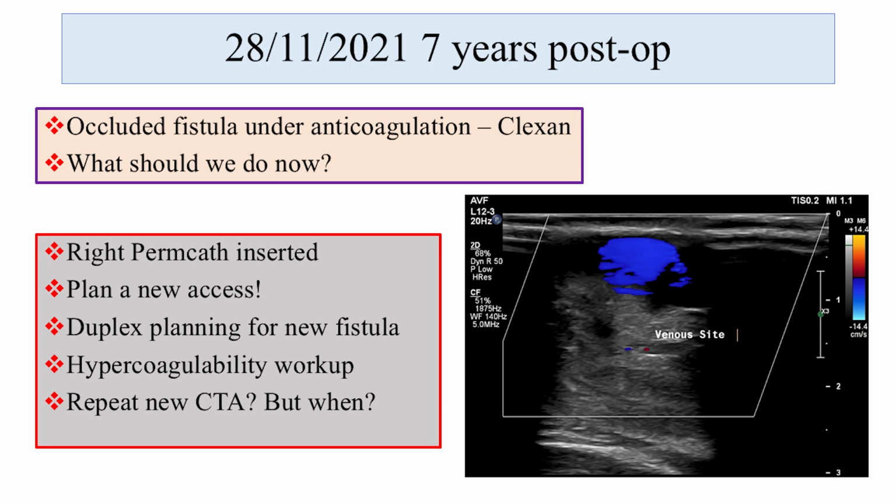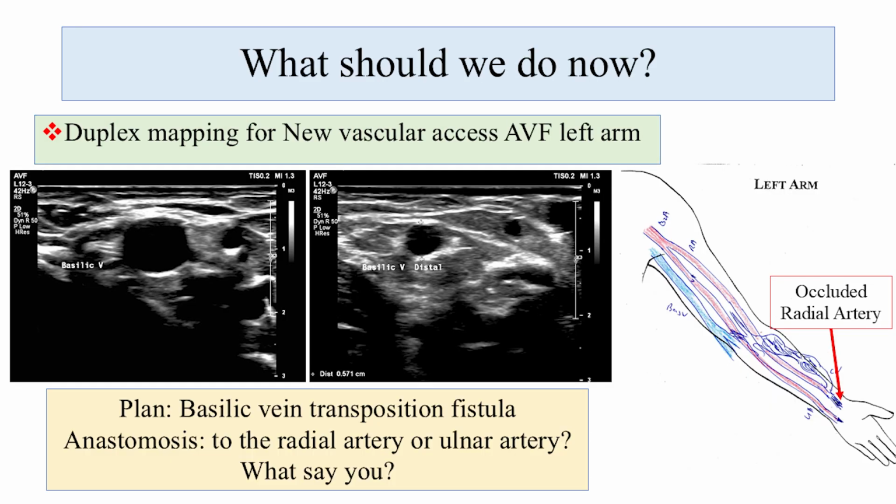We plan a new access with duplex planning for a new fistula. We need a hypercoagulability workup and a repeat new CTA to rule out brachiocephalic and subclavian artery stenosis. What should we do now? Duplex mapping for new vascular access, AV fistula at the left arm. Then plan upper arm basilic vein transposition fistula with anastomosis to the radial artery.